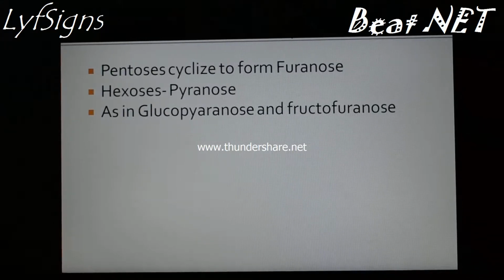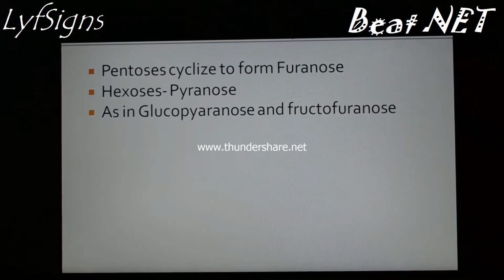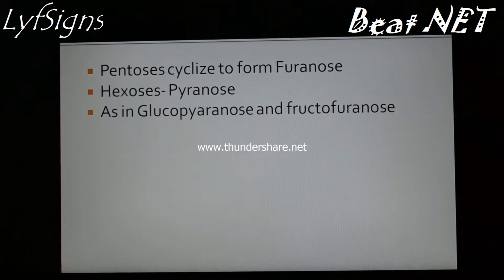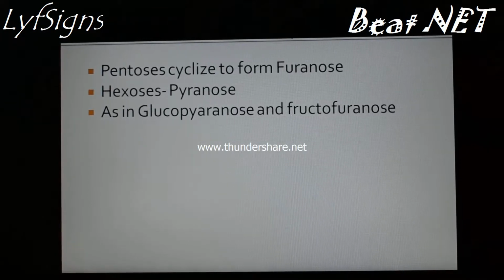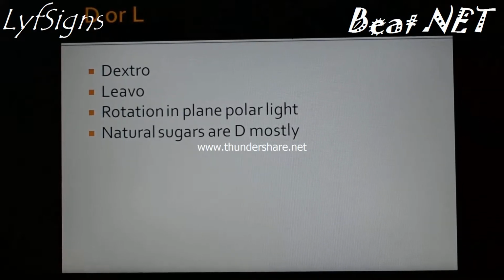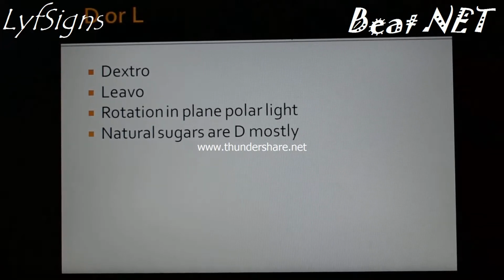Now pentoses can cyclize to form furanoses, and hexoses can cyclize to form pyranoses. Another one is dextro or levo. In nature, the sugars are dextrorotatory, that is, they rotate to the right when exposed to plane polarized light. So that's it.